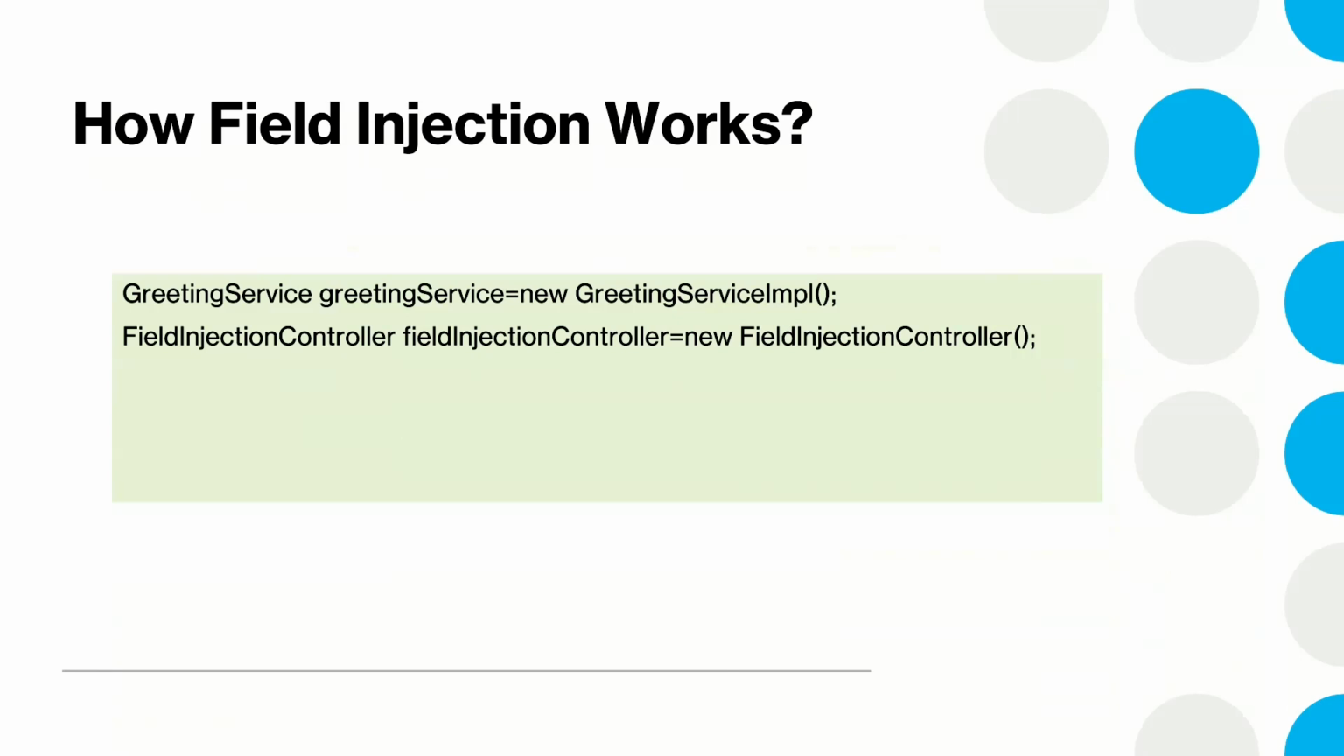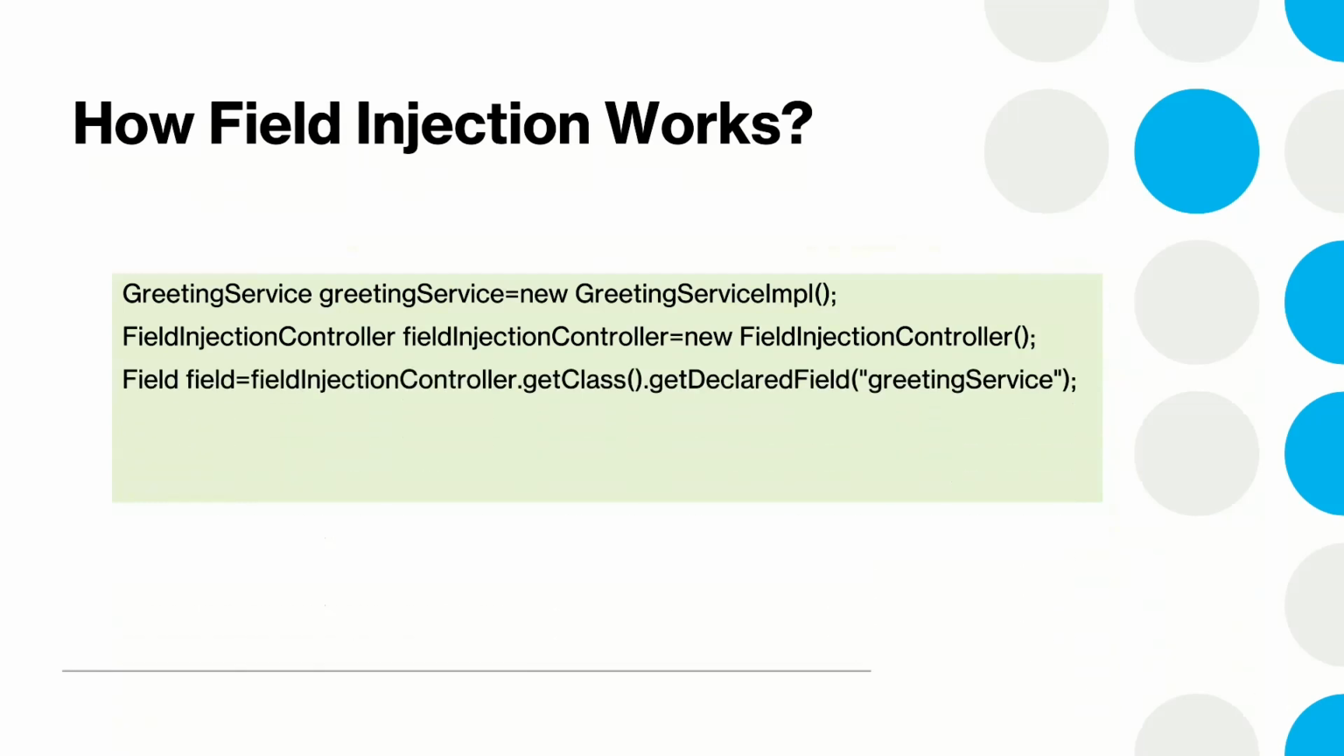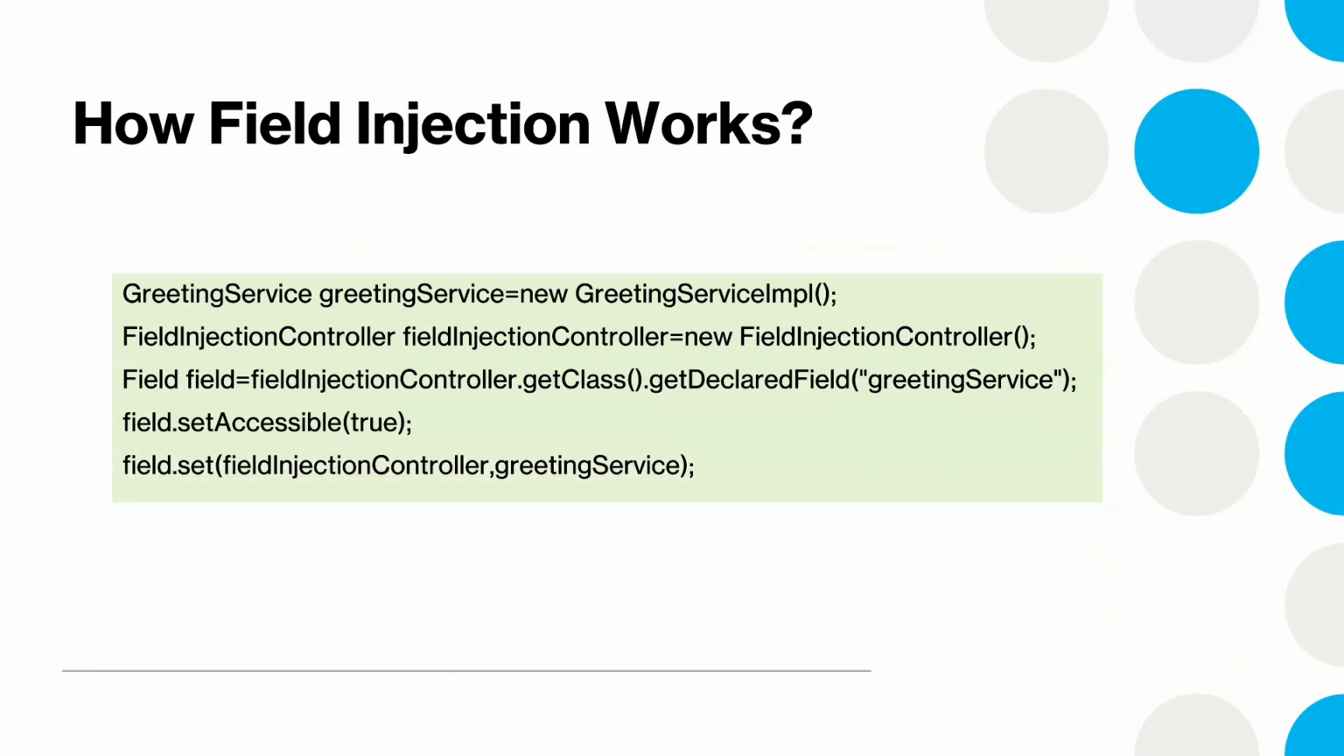After the beans are ready, Spring needs to inject GreetingService into FieldInjectionController. Since fields are often private, Spring uses Java reflection to manage this injection. Normally, private fields are not accessible from outside their class. However, Spring temporarily overrides this by making the field accessible with field.setAccessible(true). With the field now accessible, Spring injects the GreetingService instance into FieldInjectionController. This is done using the set method of the Field class.